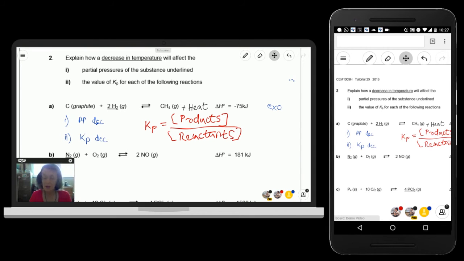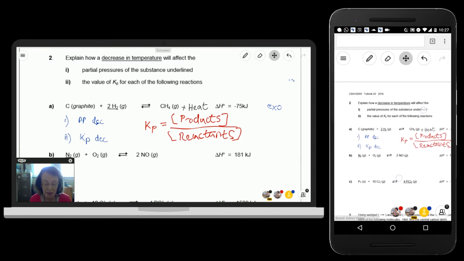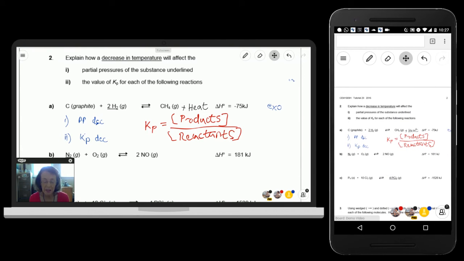And there are lots of ways of answering this kind of question. The key word is explain, because if you have this kind of question where the partial pressure could either increase or decrease, and the value of Kp could either increase or decrease, I don't know whether you've guessed the answer or whether you understand why. So that's why the word explain is there. And you can explain it in lots of different ways.